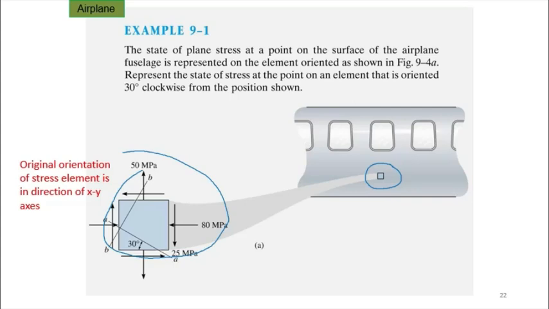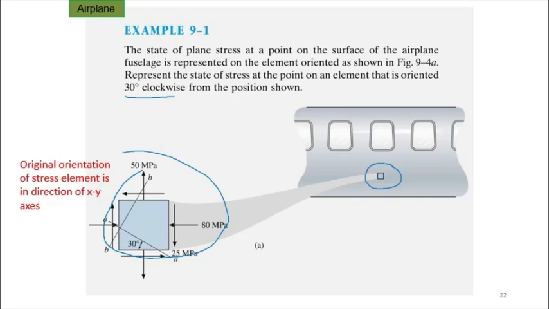So now it says find the stresses acting on the element when it is oriented 30° clockwise from the position shown. So how do you find that?